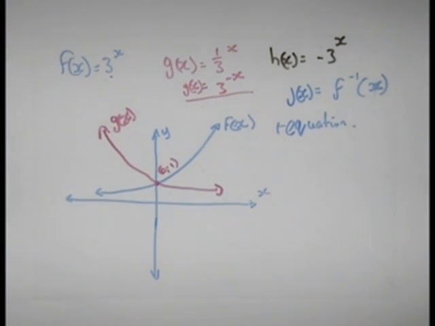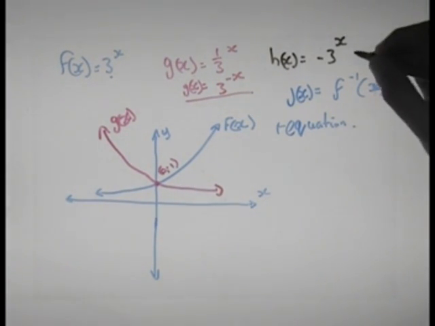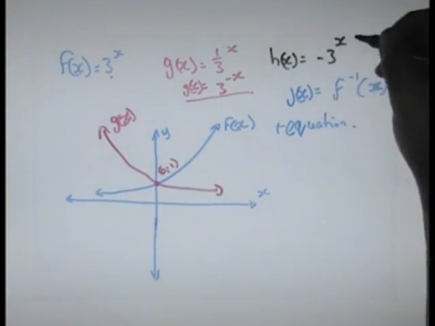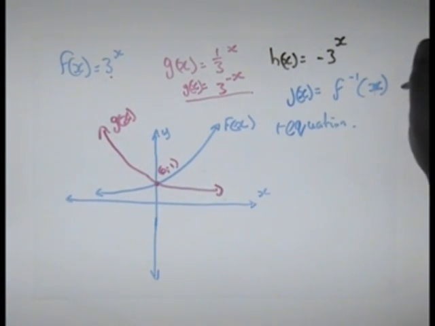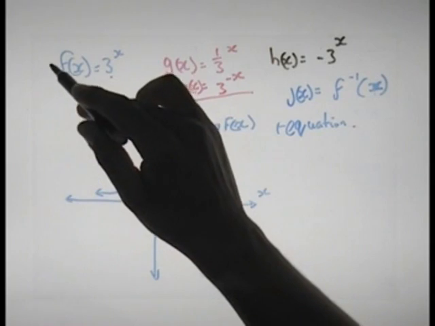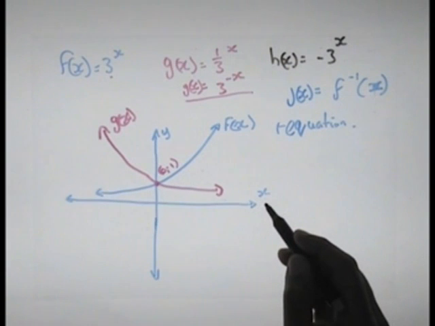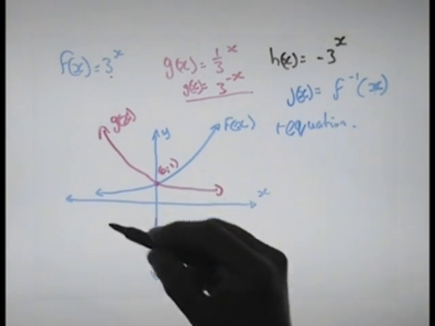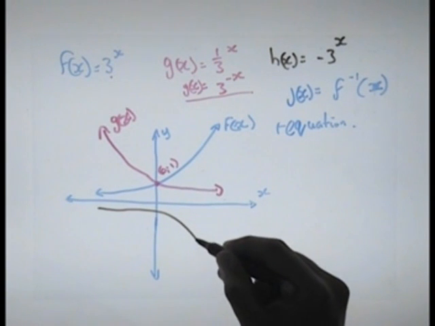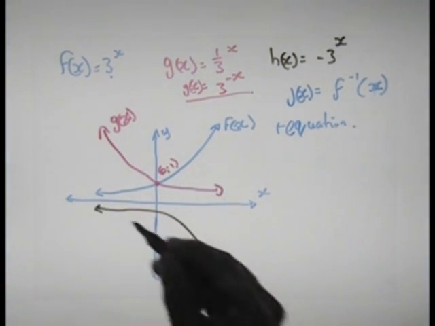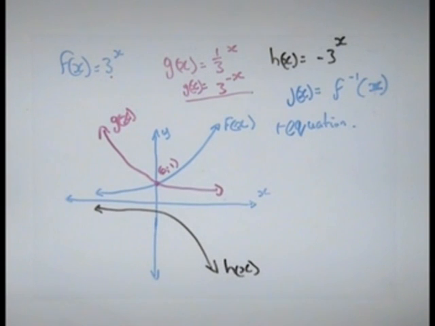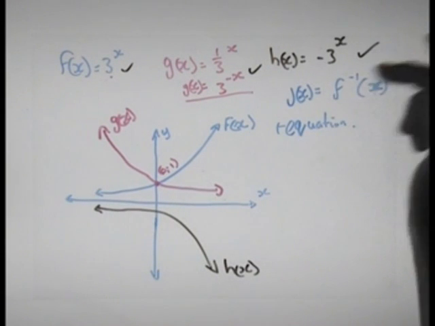The next graph that we're looking for is the graph h of x is equal to negative 3 to the power x. Now, isn't that the same as saying negative h of x is equal to 3 to the power x? Which means that we are looking for the negative of f of x, which means we are flipping it around the x-axis. So we are taking f of x and flipping it around the x-axis, and that gives us h of x. So those 3 graphs were very easy to draw.